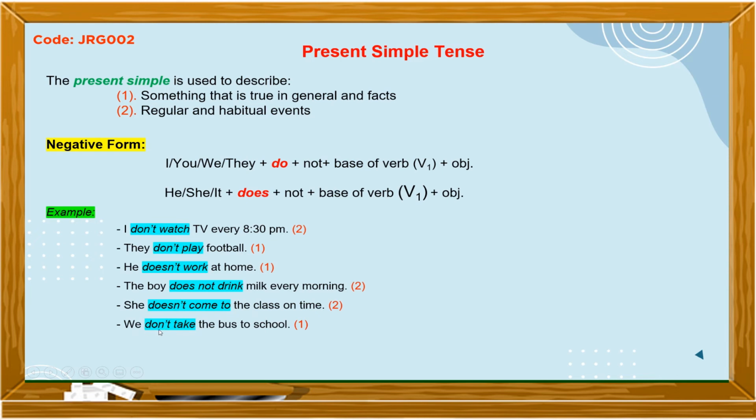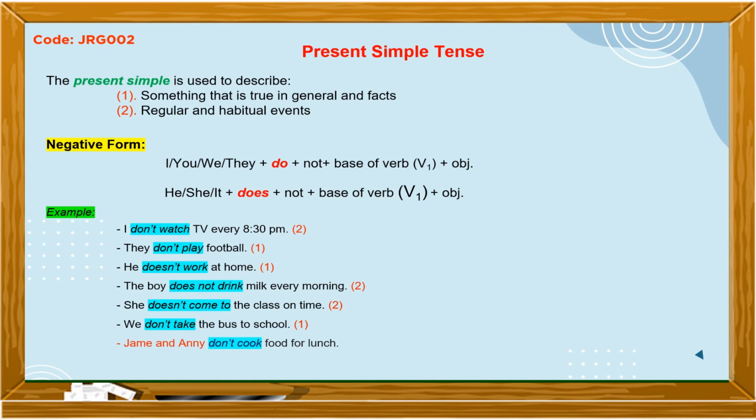Don't here equals do not. Take the bus to school: take here is the base form of the verb, and the bus to school here is the object. This activity refers to use number 1, something that is true in general. That's it for example number 6, and right now let's move to the last example, example number 7.